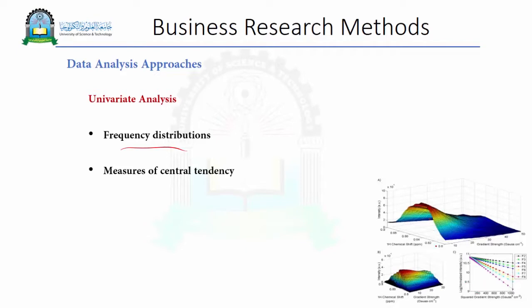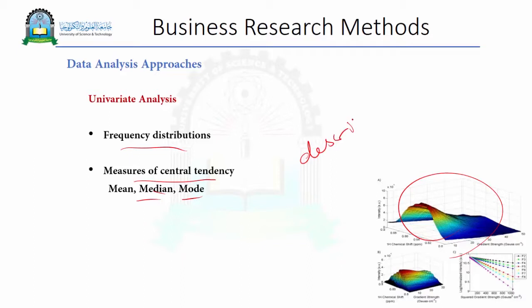The univariate analysis types, as I said, are frequency distribution and measures of central tendency, like mean, median, mode. This is what we call descriptive analysis.